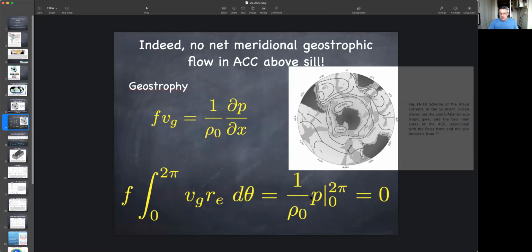And then look on the other side, I would get 1 over rho naught, and then I would do a longitudinal integral of pressure, which just says to give me the pressure difference between 0 and 2 pi. But there is no pressure difference between 0 and 2 pi, because 0 and 2 pi are the same place. So that would be 0, which means that there is no geostrophic meridional transport allowed in the ACC if there's nothing for it to lean on, if you can enclose this whole surface.